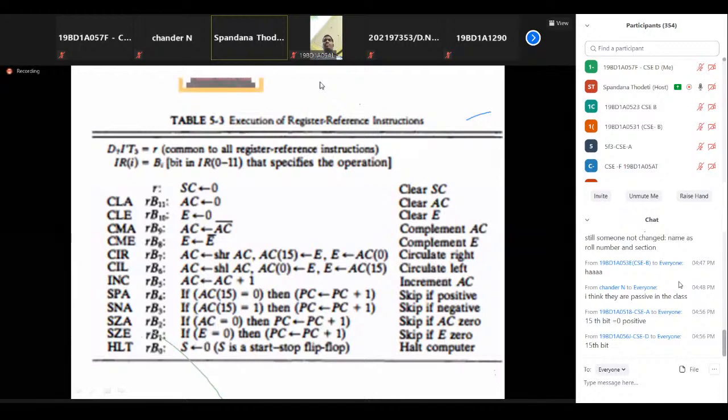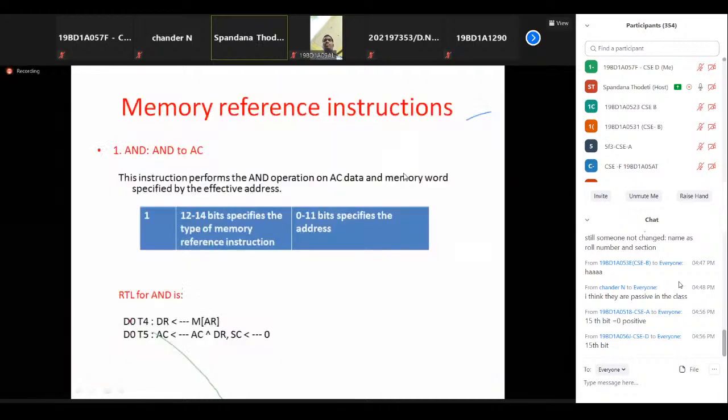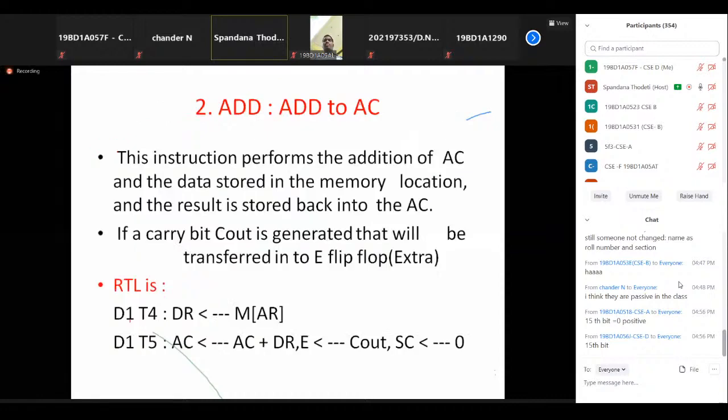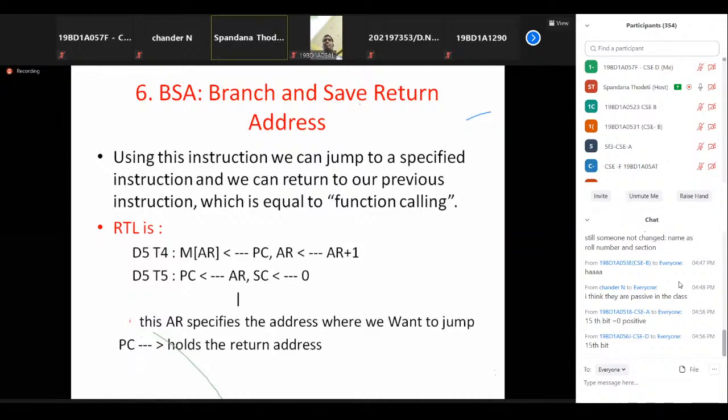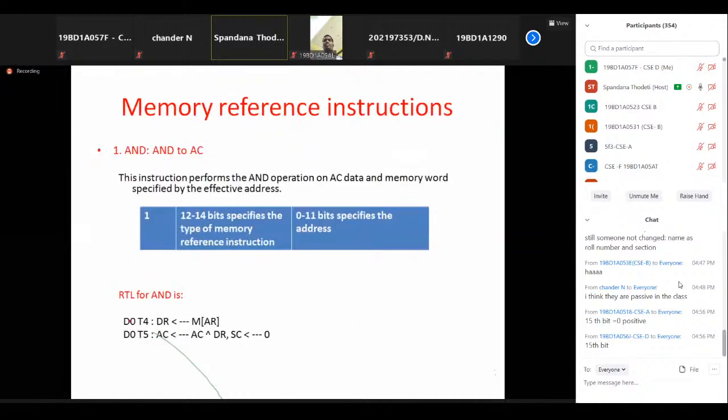Shall I move on to the next topic? Okay. Next is memory reference instructions. I'll tell you two or three instructions, ma.